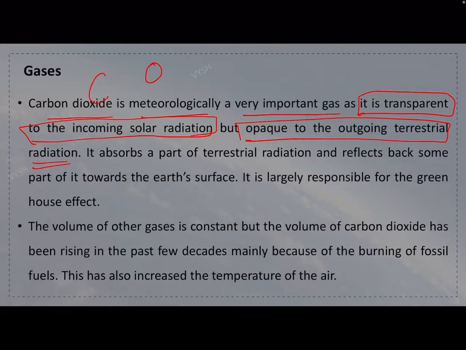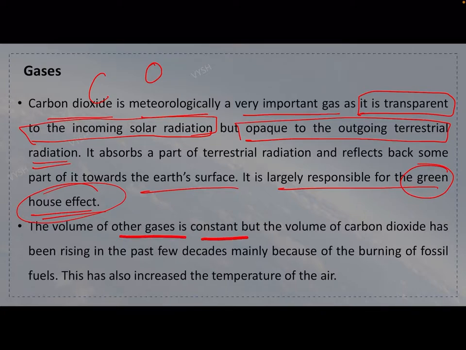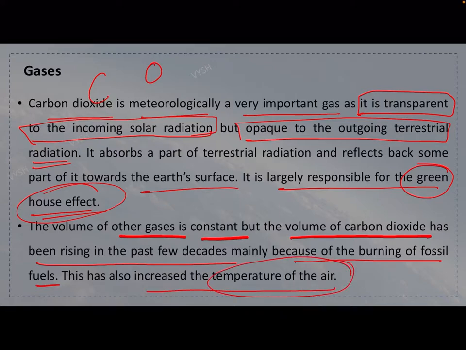It reflects some of the heat back towards the Earth's surface. It is largely responsible for the greenhouse effect. This is the greenhouse effect which we are talking about. You will see it in the coming slide. The volume of other gases is constant, but the volume of carbon dioxide has been rising in the past decades, mainly because of the burning of fossil fuels. This has also increased the temperature of the air.